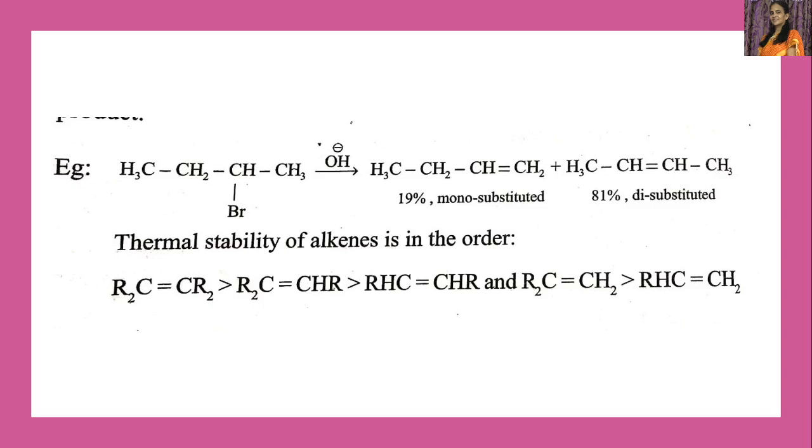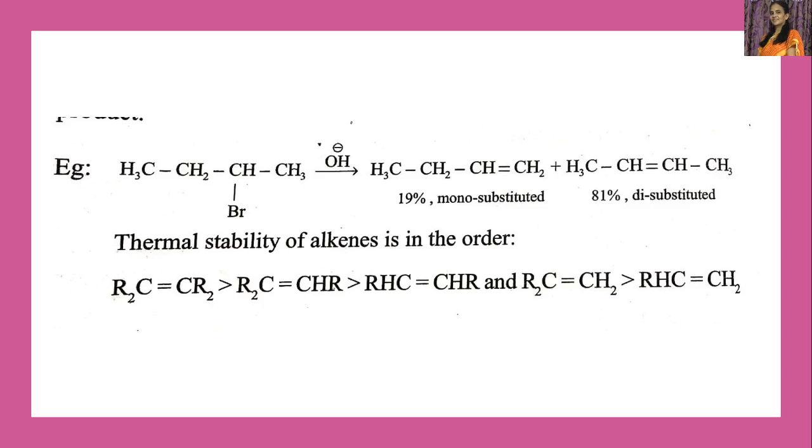Br minus from this carbon is eliminated. H plus from either this carbon or this carbon must be removed. So which is to be removed, and which is the major product, let us consider according to Zaitsev's rule. According to this rule, the carbon with less number of hydrogens loses a hydrogen atom. From that carbon only the hydrogen is lost.